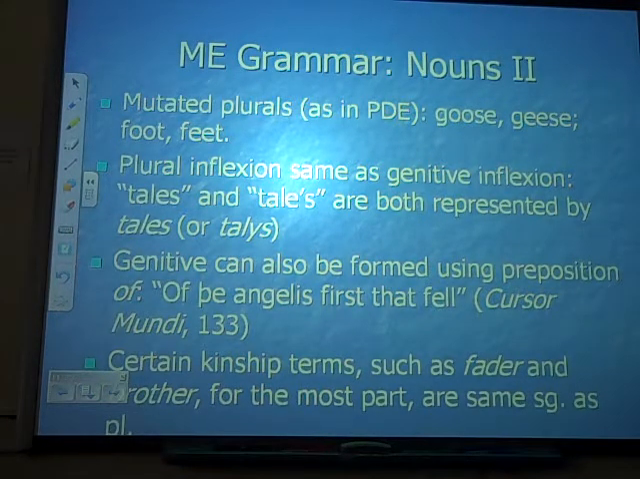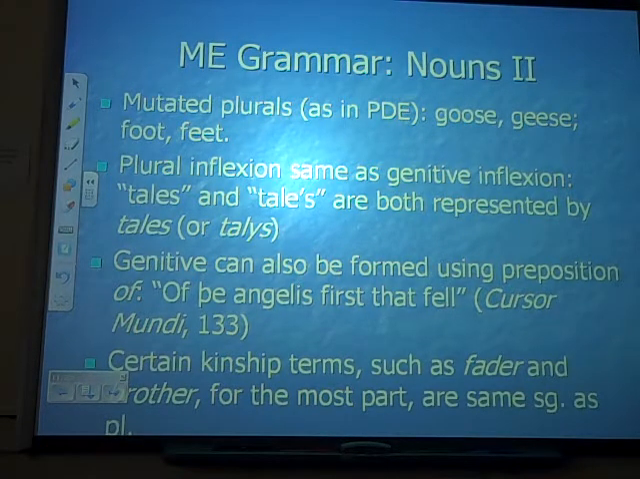The genitive can also be formed using a preposition, just to set it apart. So, of the angelis veris that fell in the Cursor Mundi, you've got angelis in the usual form there, which can also be used as plural, angelis. But we know it's genitive because of the presence of "of" at the beginning of the sentence, which, again, is pretty much as we do it now.